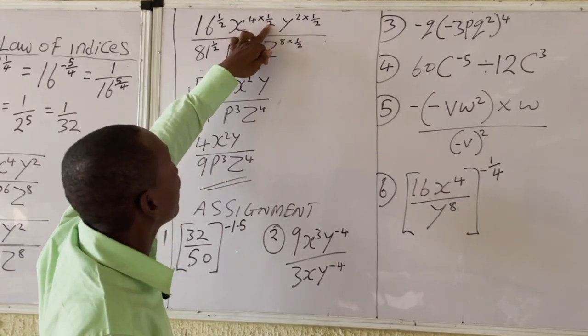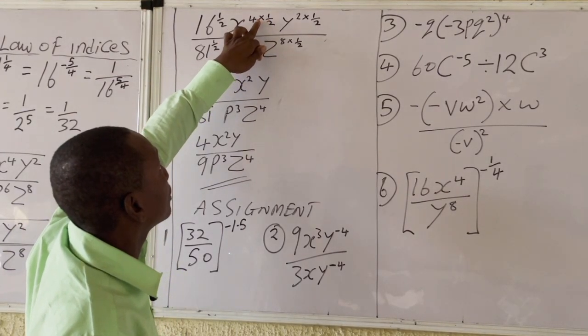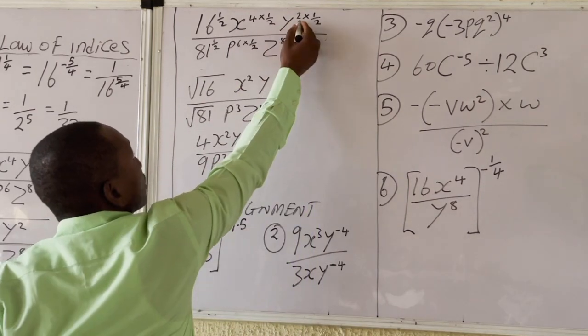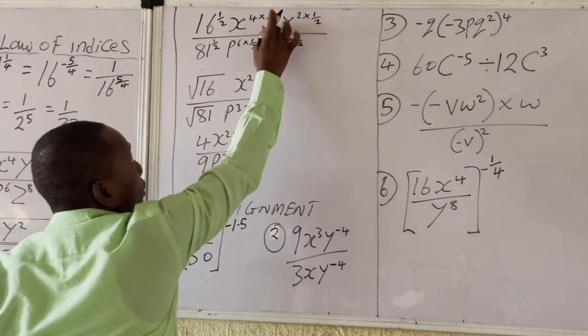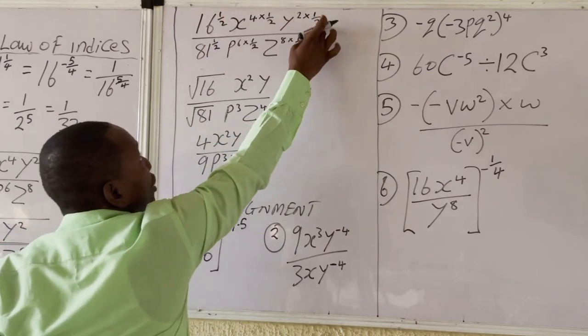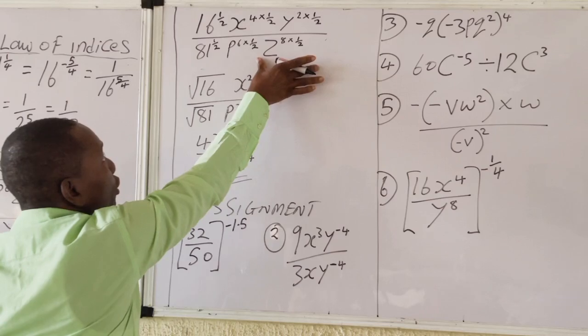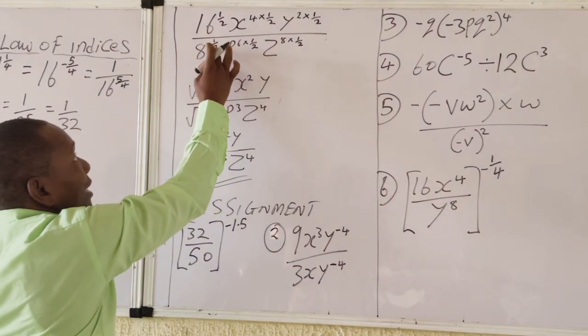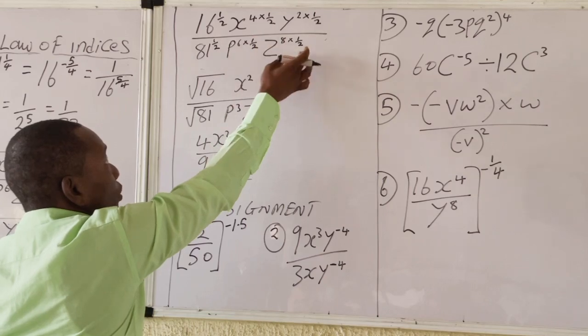Now, times 1 all over 2, it's raised to the power 4, then raised to the power 1 over 2. You have y raised to the power 2 times 1 all over 2. This is the power, this is like the square root. Because the denominator is actually 2, we'll do the same thing for the denominator. It's 81 raised to the power 1 over 2, z raised to the power 8 times 1 over 2, p raised to the power 6 times 1 over 2. And we'll do that for that.